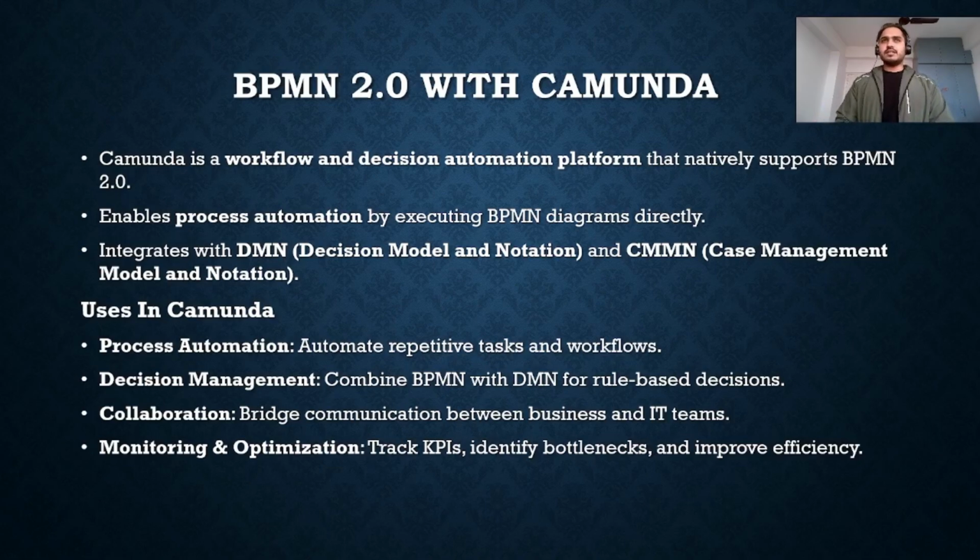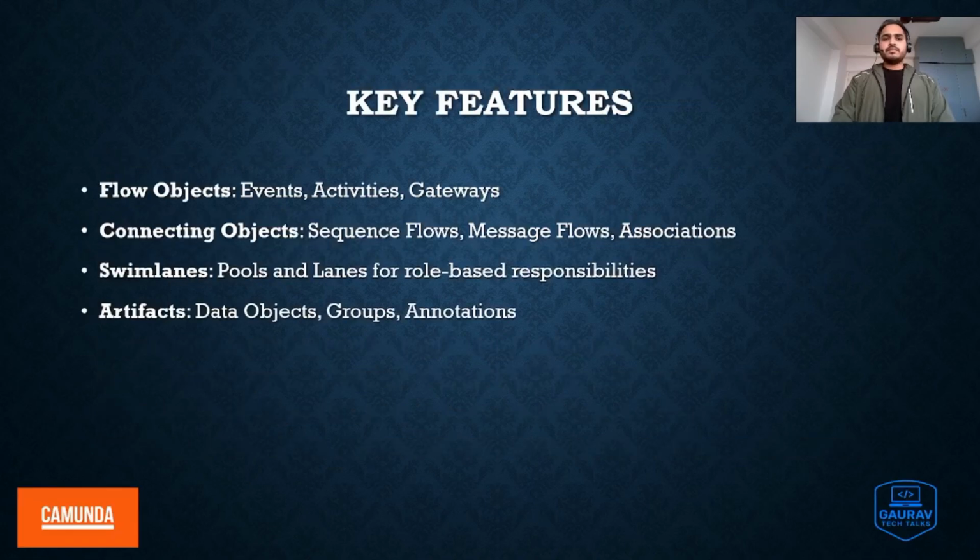Camunda has different web UIs, where you can visualize these things. We will talk about that in our coming lectures also. So let's talk about the key features. If I talk about BPMN 2.0, these are the key features available. Flow objects, which we call events, activities, and gateways. And we have connecting objects.